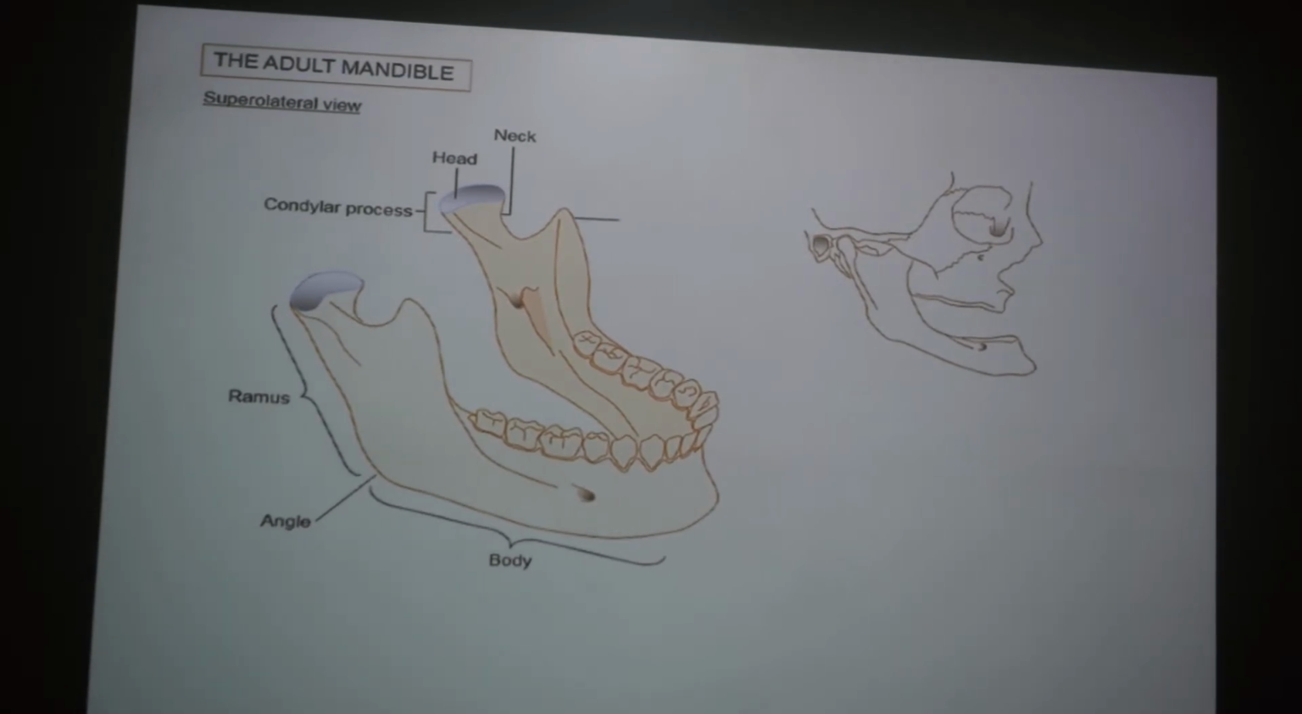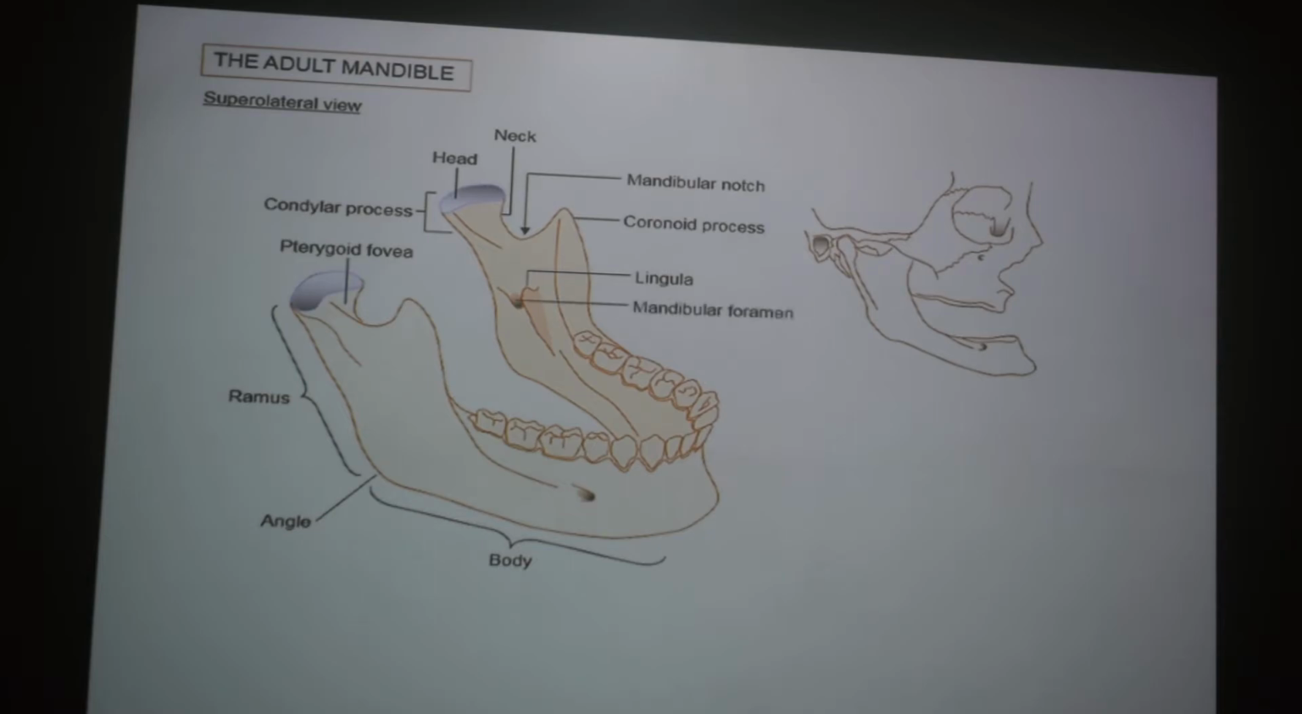Then you can see the coronoid process, which gives attachment to the temporalis muscle, and then the pterygoid fovea is basically a fovea or depression within the condylar process. It gives attachment to the lateral pterygoid muscle. You have the mandibular notch here. You can see the lingula, which is a projection of the bone above the mandibular foramen.